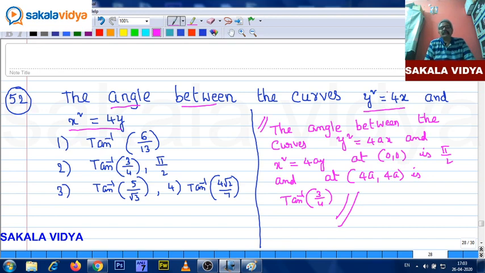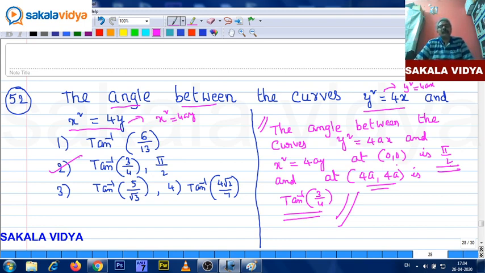See, this is y squared is equal to 4ax, this will be x squared is equal to 4ay, that is all. So, definitely one angle is tan inverse 3 by 4, the other angle is at origin pi by 2, at 4a comma 4a is tan inverse 3 by 4. So, that means the second option is the right option. So, with the help of this standard result, this problem can be remembered.